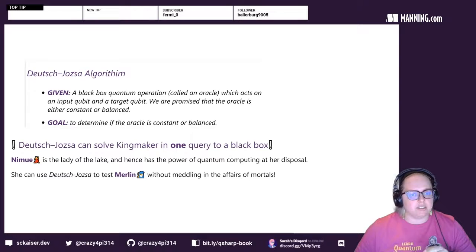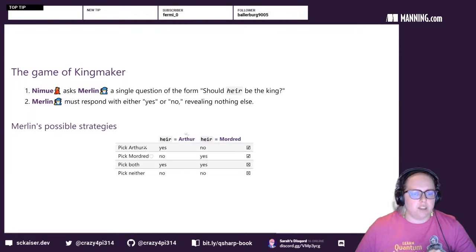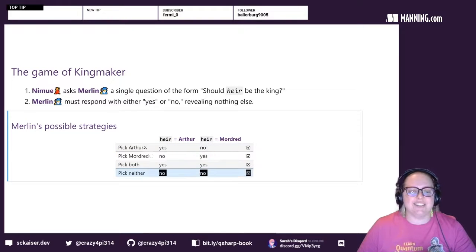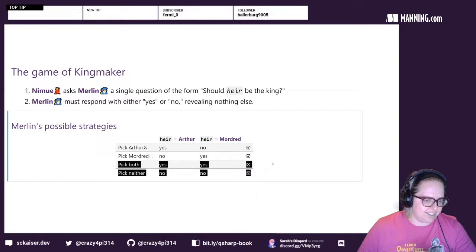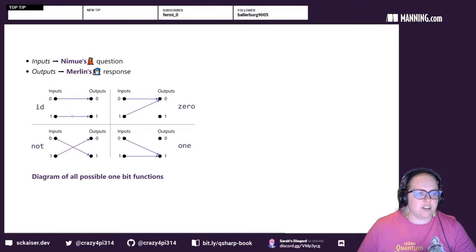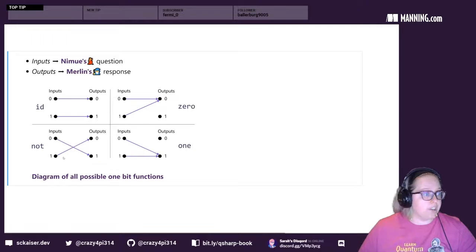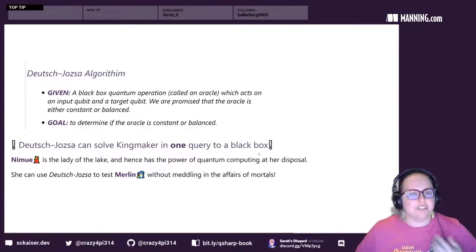The constant or balanced distinction basically refers to: are we in the case where Merlin is going to do his job, or the case where Merlin is going to slack off? A balanced function is one of the first 2, because all the inputs go to all the outputs, and the constants are where all the inputs map to a single output. The balanced ones represent Merlin doing his job. So when we try to figure out what type of oracle this is, we want it to be balanced, not constant.